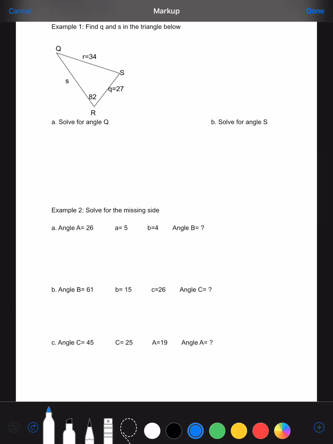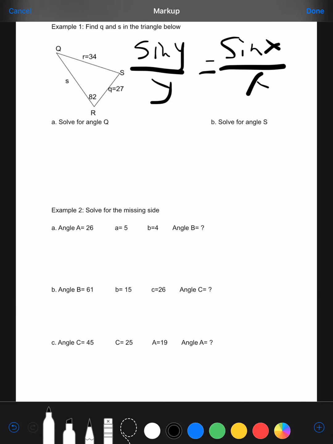So today we're talking about law of sines, okay? We're going to use that same formula we used last set of notes. So sine y divided by y is equal to sine x over x. Ooh, that's not a very good x. Okay, so for the first part it says solve for angle Q.